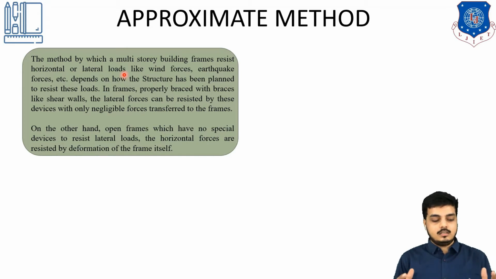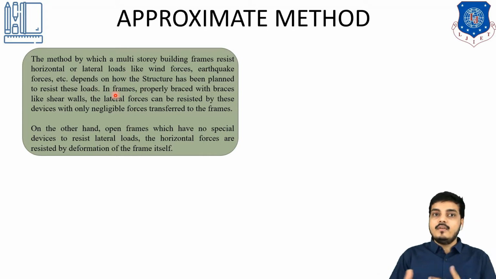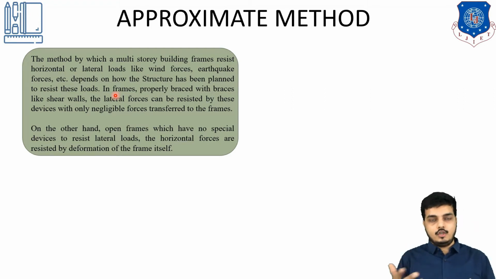We get to know how much force a building can resist by the approximate method analysis. It depends on how the structure has been planned to resist these loads. Depending on that, we will get to know how the structure will behave during forces like earthquake or wind. Now, there are two types of structures. One is specially designed structures with frames including bracing. Special types of bracings are applied, or tube structures, or frames which are provided with shear walls.